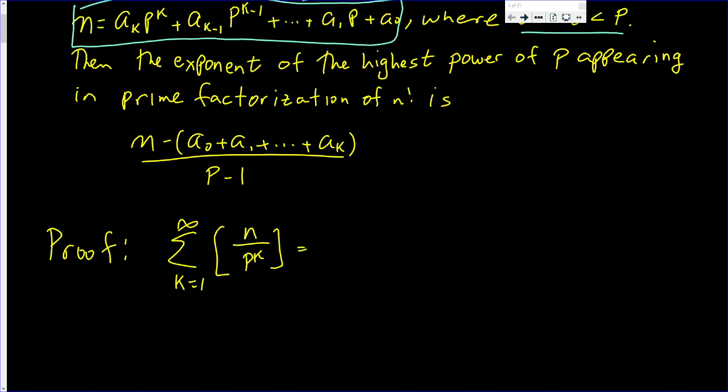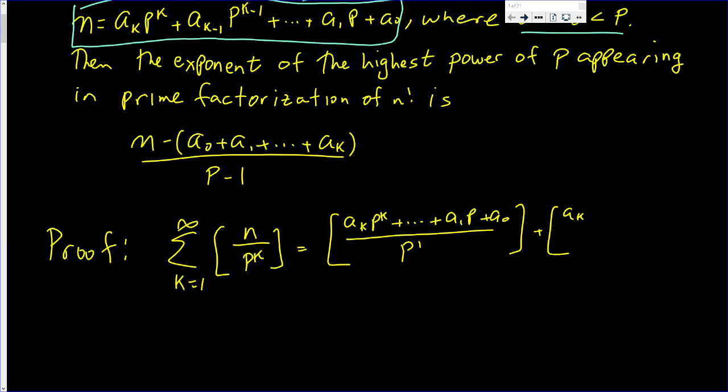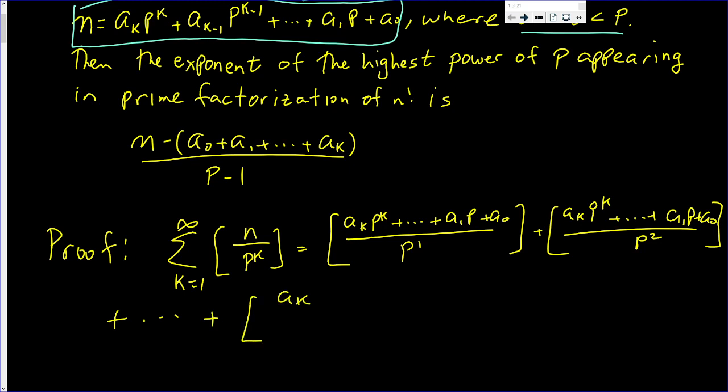So what we get is the greatest integer function of n, which is a sub k p to the k, all the way down to a sub 1 p plus a sub 0, divided by p to the 1. And then you're going to have a sub k p to the k all the way down to a sub 1 p plus a sub 0 divided by p squared, all the way to n.